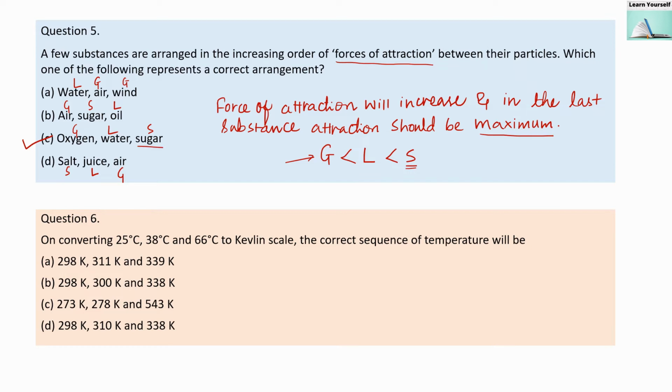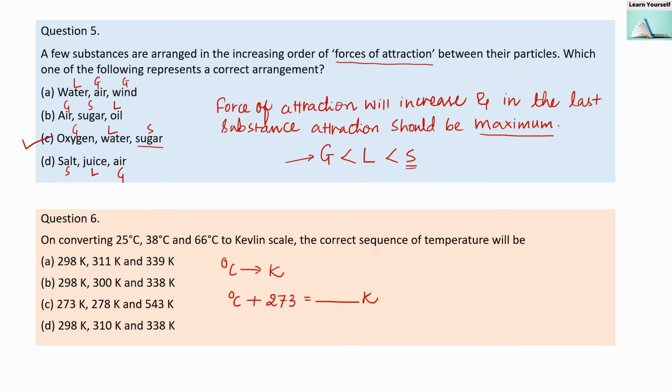Question number 6. On converting 25 degrees Celsius, 38 degrees Celsius and 66 degrees Celsius to Kelvin scale, the correct sequence of temperature will be. Now here we have to convert degrees Celsius to Kelvin. How to convert that? When we add 273 to any temperature in degrees Celsius, the resultant temperature we get will be in Kelvin. So that is how we can convert degrees Celsius into the Kelvin scale.